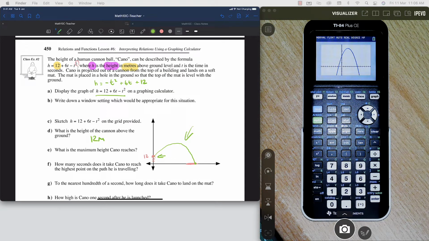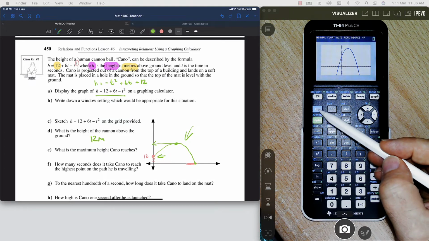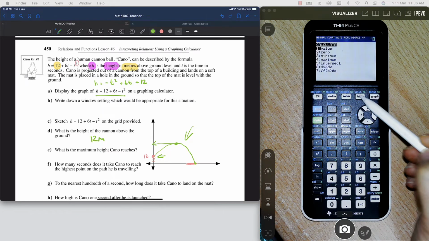What is the maximum height that the cannon reaches? So that's going to be up here. So we've got to find that height right there. So that is a maximum. So we're going to go into our calculator and we're going to say second calc.